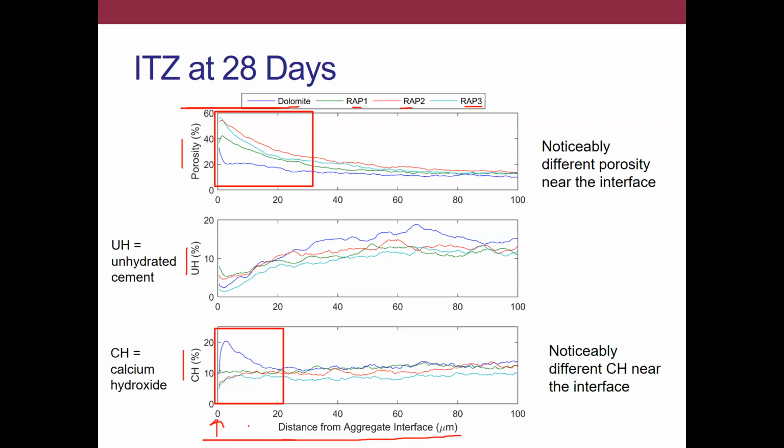But the other thing to clearly note is there's a difference in calcium hydroxide at that interface. As we near the interface, we see there is significantly greater calcium hydroxide for the dolomite, and potentially less calcium hydroxide for the RAP, at least relative to the bulk microstructure. This is some of the data we're still going to be discussing in the coming slides. The calcium hydroxide, we won't really discuss much any further. We will continue to discuss the porosity.